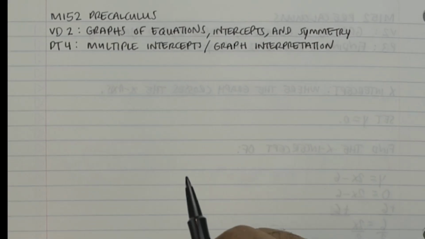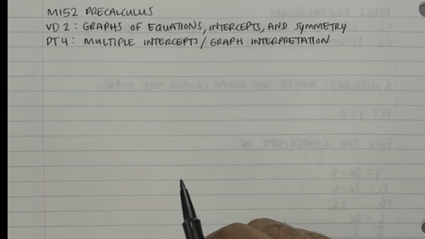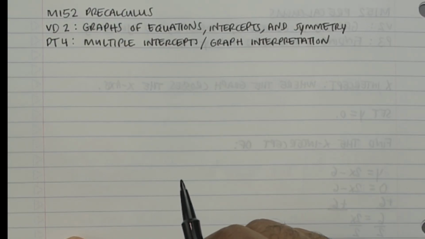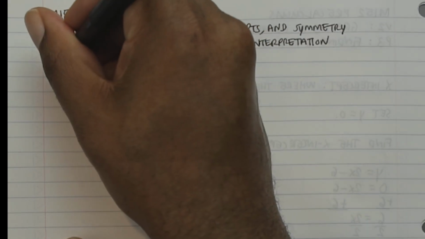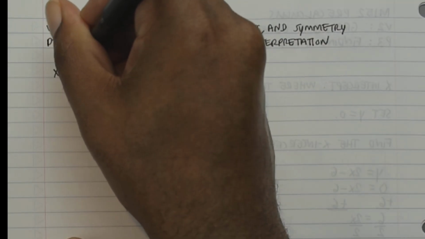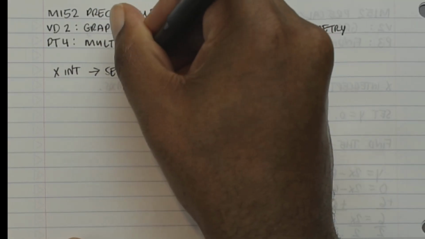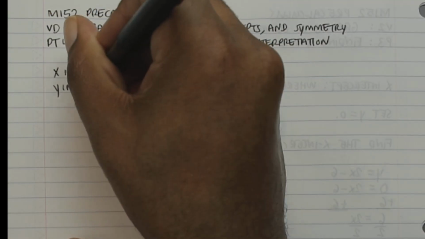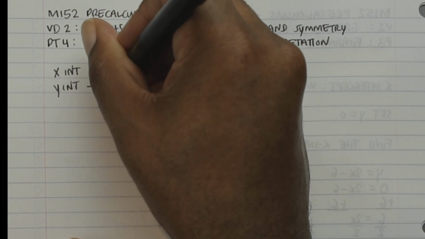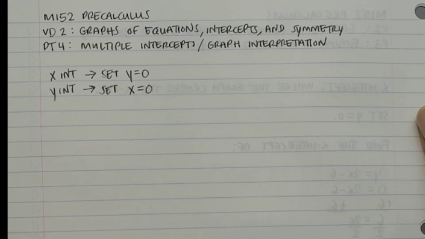Hello again. In our last video, we learned how to find x-intercepts and y-intercepts, which was fun. Remember, x-intercepts can be found by setting y equal to 0. Y-intercepts can be found by setting x equal to 0.